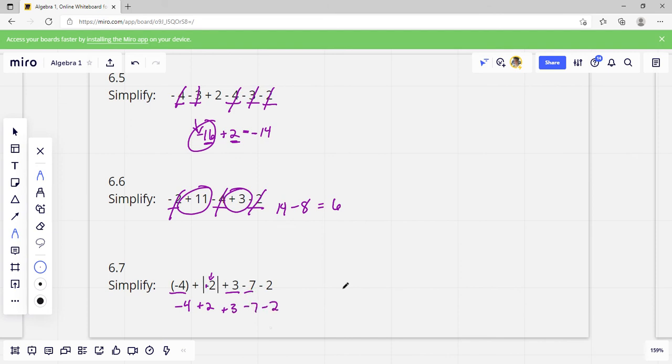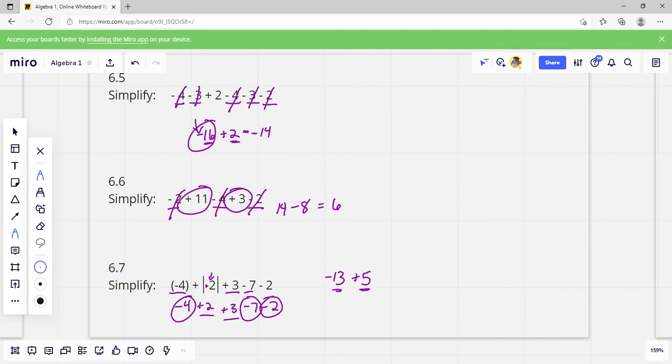And then negative 2. Now I'm going to find all my negatives. Negative 4, negative 7, negative 2. 7 and 4 is 11, 12, 13. So I've got negative 13. And then 2 and 3 would be 5. So I owe $13. I pay back 5 of it.